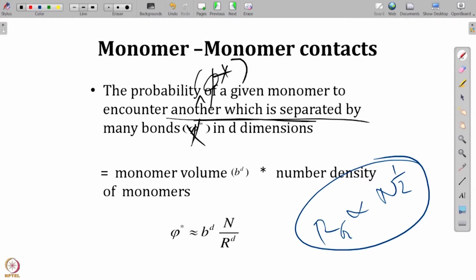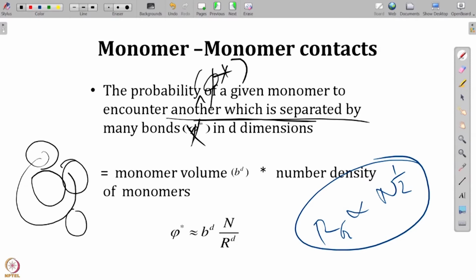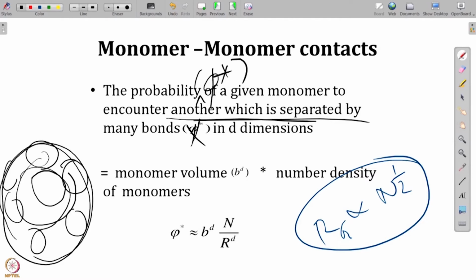So how would that come? It will come because it will be just like in liquid state, where there is a volume of a monomer, and the volume of the monomer I can take with excluded volume. Then the number of molecules there, the contacts within the same shell in liquid state, will be the density.